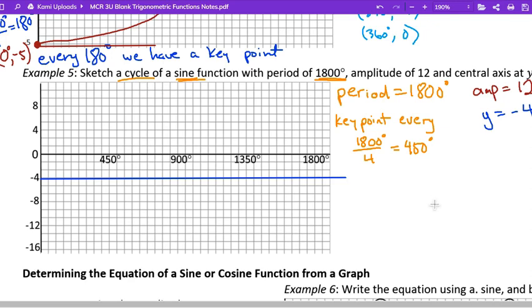We're not going to use the traditional key points, okay? We're not going to do mapping notation. You could, but I don't think we need it because we know enough information now. Before we start graphing our points, let's actually put a line for the minimum and maximum.